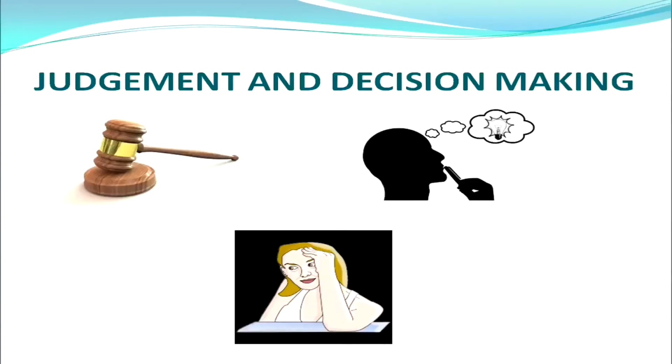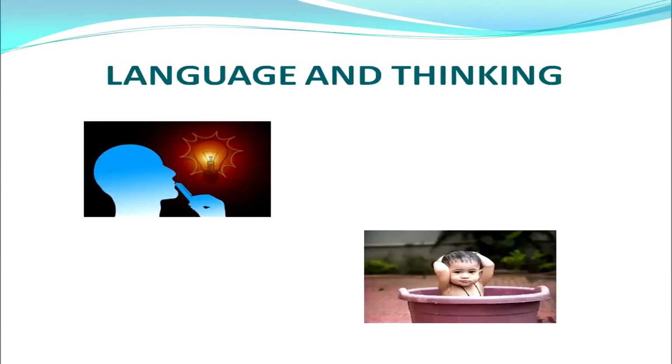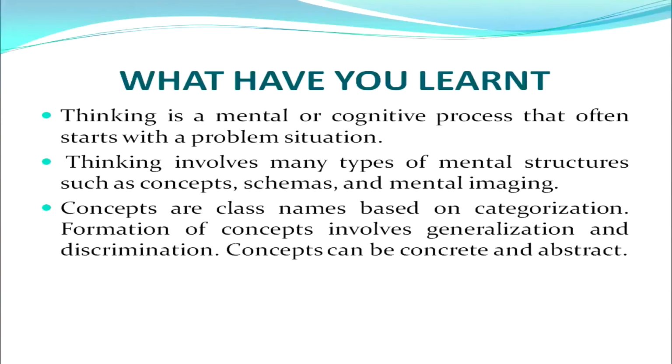So, this was all about today's program, in which we talked about the mental set in problem solving. We also discussed decision making and judgment, different types of reasoning and language and thought. But before I end today's program, let us understand what we have understood in part 1 and part 2 of this lesson. Initially, in part 1, we talked about how thinking is a mental or cognitive process that often starts with a problem situation. That is, whenever you have a problem, you have to think about it. This is how thinking is evolved.